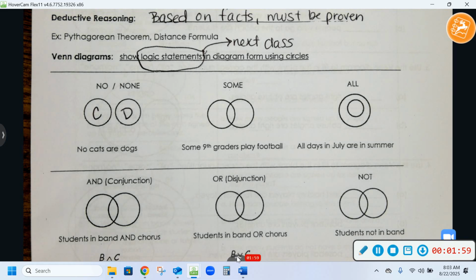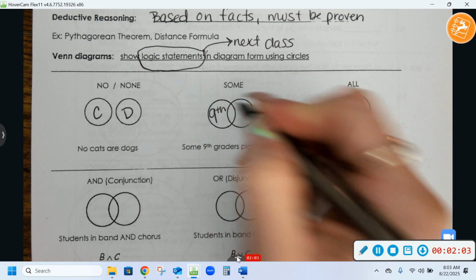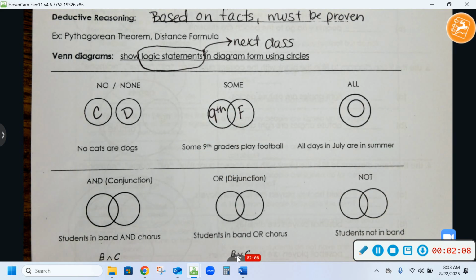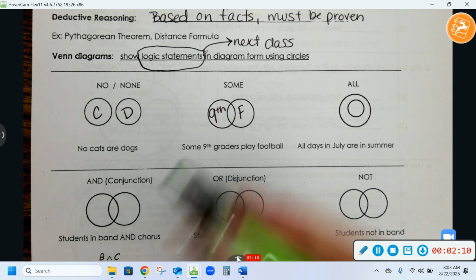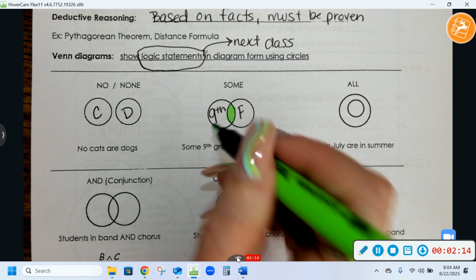But in this next scenario, we're talking about some. So some 9th graders play football. So the part of the Venn diagram that represents that is just this little part right here in the middle, some.